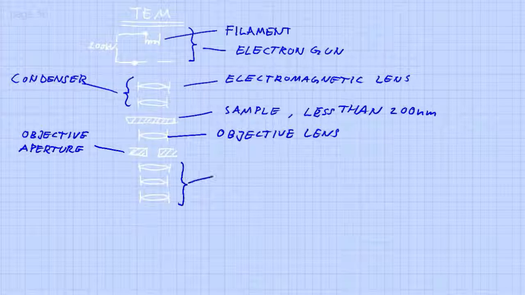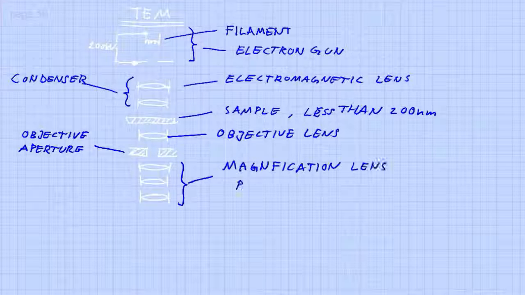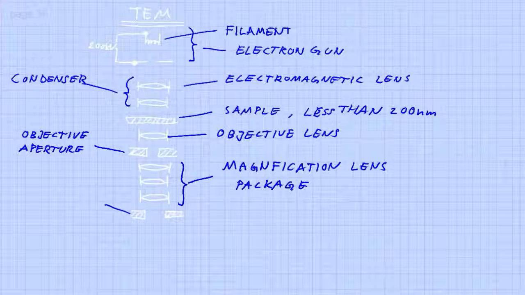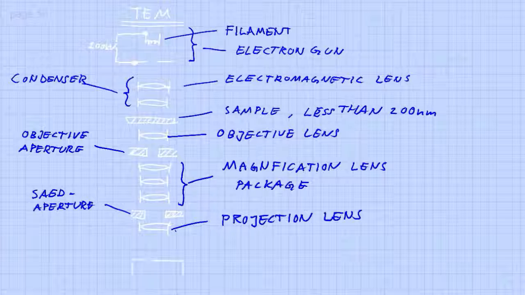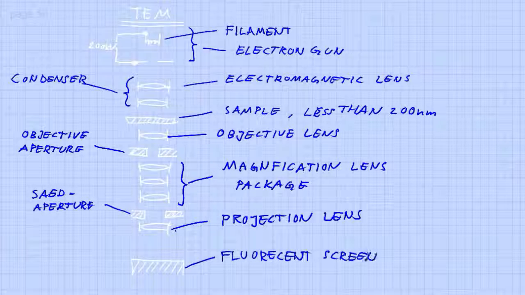Beneath this objective aperture comes the magnification package of lenses. That's usually 2-3 lenses that work together and magnify partly after each other. And the resulting magnification of this can be up to around 1 million times. And the last step of this column is a projector lens that projects the final resulting image onto a fluorescent screen at the bottom of the machine.